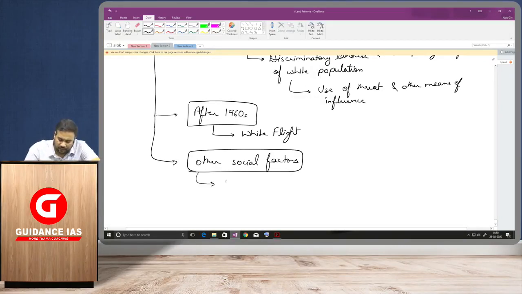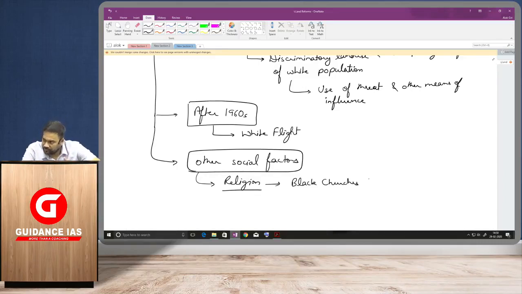Very importantly, like for example, factor of religion. So particularly if you talk about, there are black churches. So even there is division in the religion itself. Both of them have Christianity, but the Christianity which blacks belong to is a bit different. So their churches also used to be different. Very clearly, such black churches had centripetal pull.